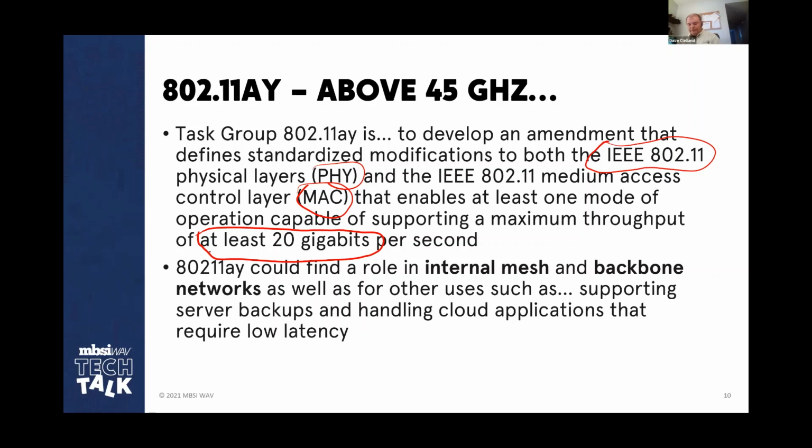And 802.11ay is going to have a role in mesh because of this capacity, and backbone networks because of the fact that now we've got a short range, very high quality system that we can use just as though we have a fiber facility that's running in between buildings or whatever the case happens to be. Lots and lots of uses of 802.11ay.